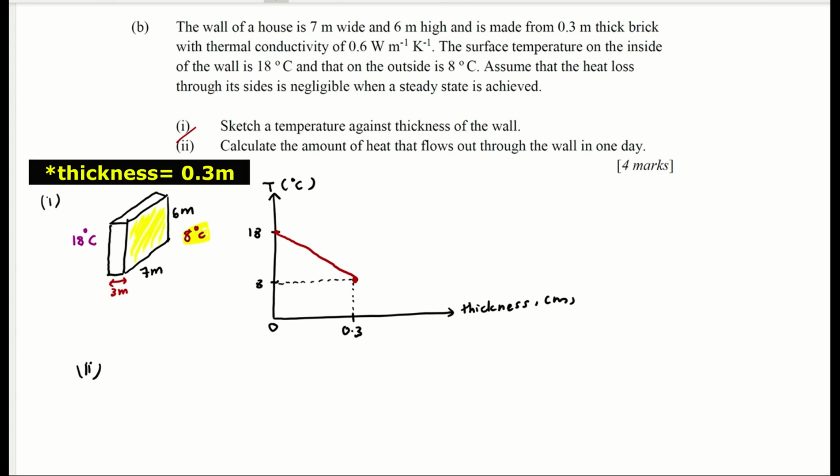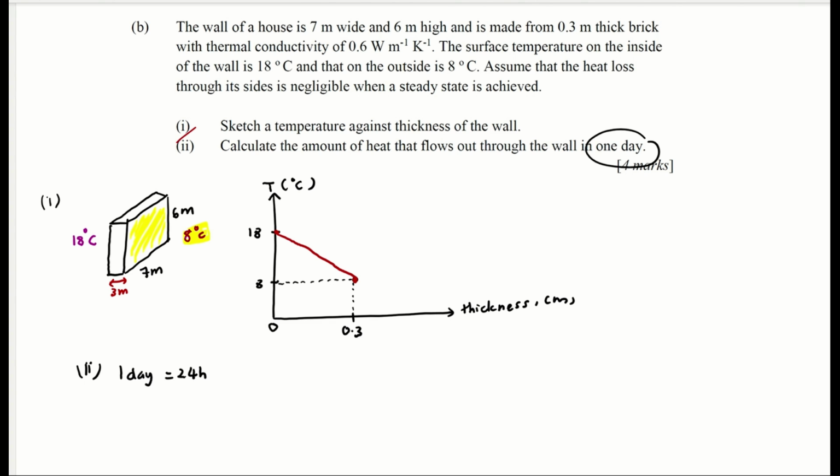And then B, calculate the amount of heat that flows out through the wall in 1 day. So 1 day tu maksud dia masa dia 24 hours lah. So 24 hours we change to second. So 1 hour is 60 minutes, and then 1 minute is equal to 60 second. So kita kira lah.